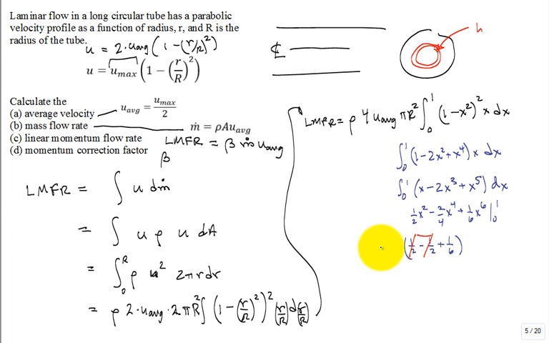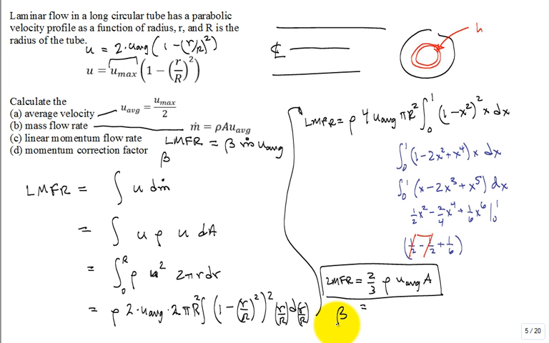So now we're ready to start grouping things together. So when we have 6 over 4, or 4 over 6, that's 2/3, then rho, then U average A, linear momentum flow rate. True? And so that's our linear momentum flow rate. You could put it like that. That would be good enough.